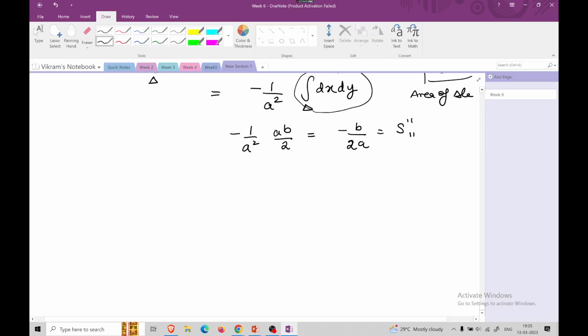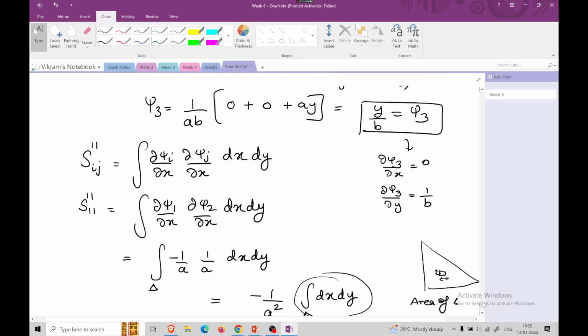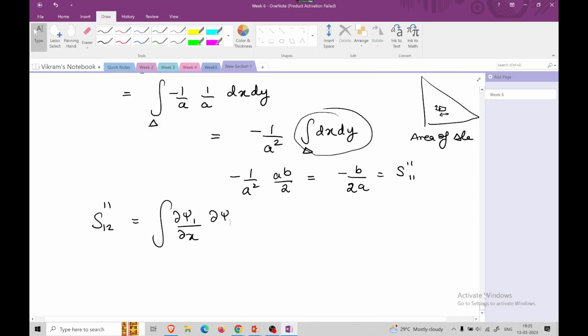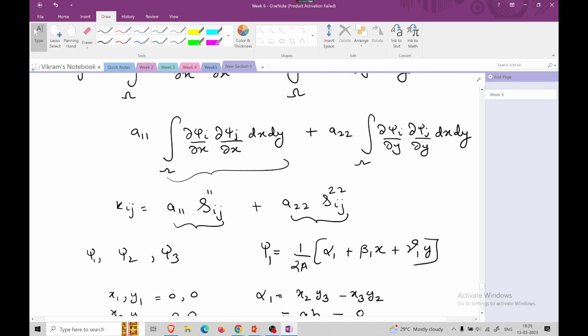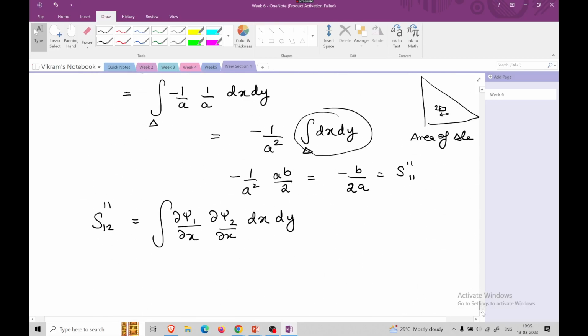S11. Now I can find S12 of 11, dou psi 1 by dou x into dou psi 2 by dou x. So till here any doubt? We are simply finding the value of the two matrices. So what are our two matrices? Sij11 and Sij22, where i ranges from 1 to 3 and j ranges from 1 to 3. So each matrix we are going to find out.